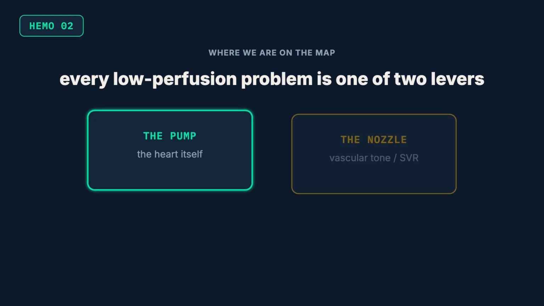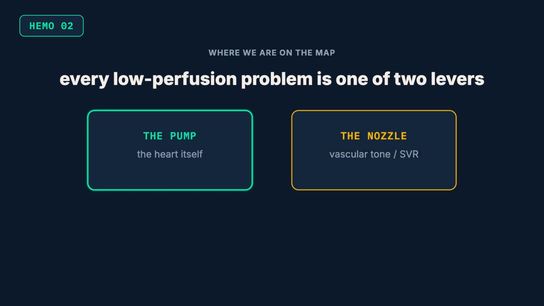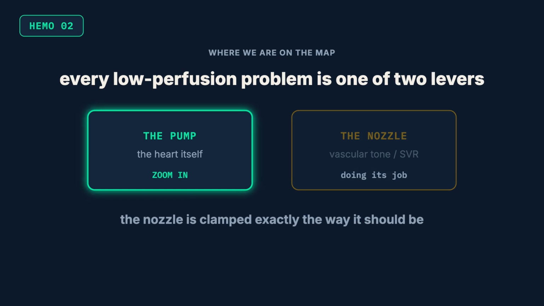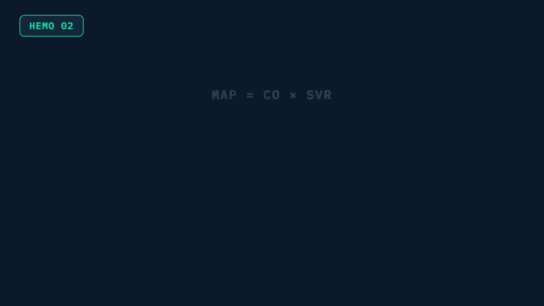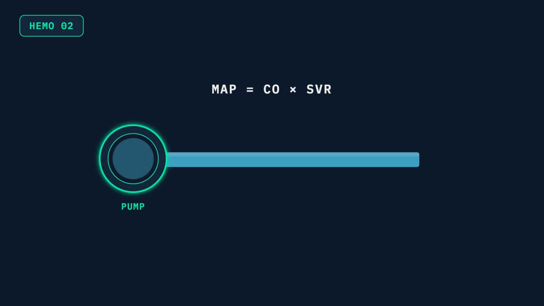Last lesson, we said every low perfusion problem is one of two levers, the pump or the nozzle. Today, the nozzle isn't the story. It's clamped down exactly the way it should be, doing its job. So we zoom into the other lever. Today, we crack open the pump itself.